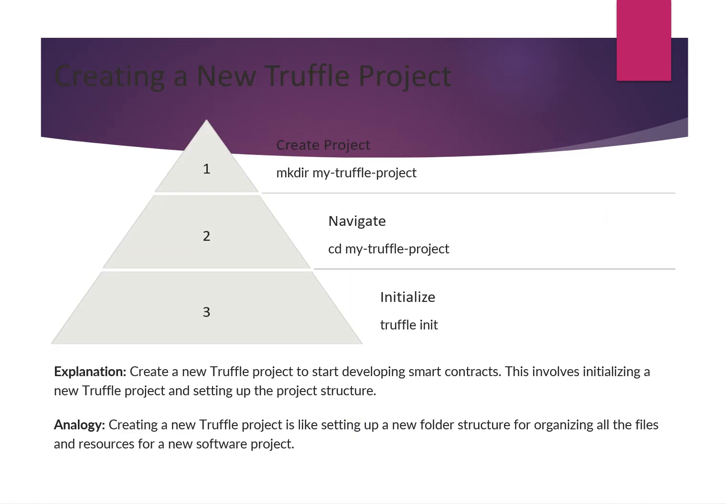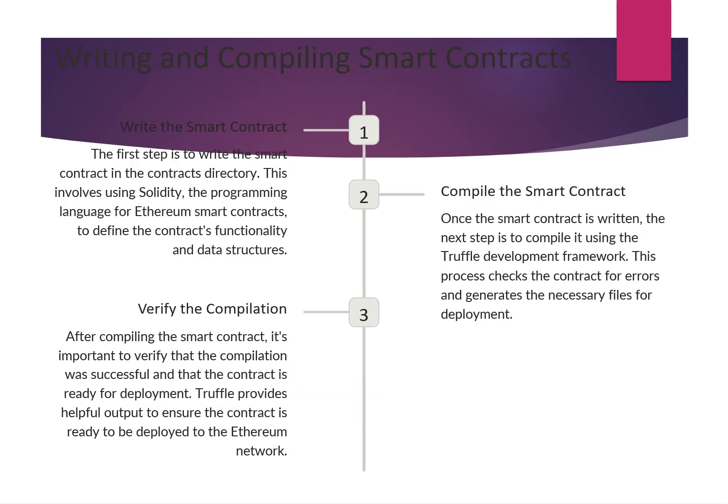Creating a new Truffle project involves a few simple steps. Create a project directory using mkdir mytruffleproject. Then navigate to the project directory using the cd command, and then initialize the project by running truffle init to set up the basic structure of a Truffle project, including directories for contracts, migrations, tests, and a configuration file. This process sets up a new folder structure for organizing all the files and resources needed for your smart contract development. Now let's write and compile our smart contracts.